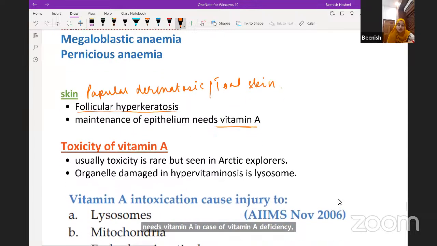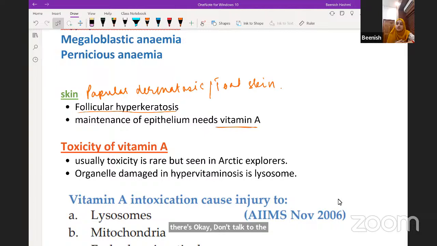Now, toxicity of vitamin A. Usually, toxicity is very rare, but it is seen in Arctic explorers, because their main food is what? Polar bear. So they consume polar bear liver. The liver is the storage organ for vitamin A. So indirectly they're consuming what? Excess vitamin A, leading to toxicity. And the organelle that is damaged in hypervitaminosis is the lysosome.